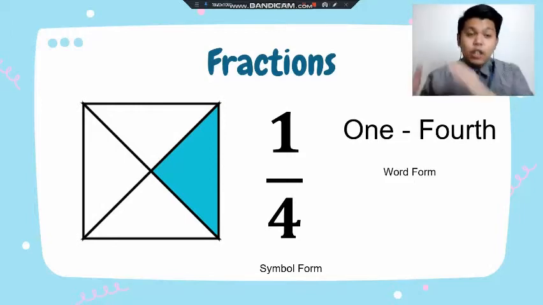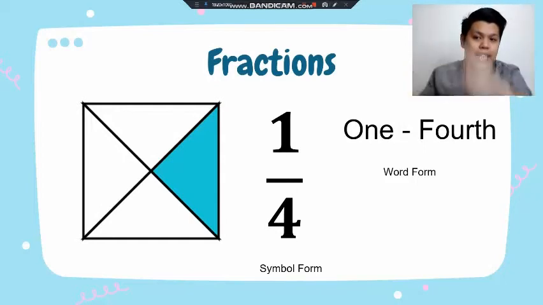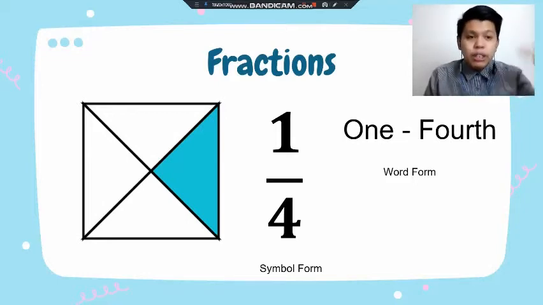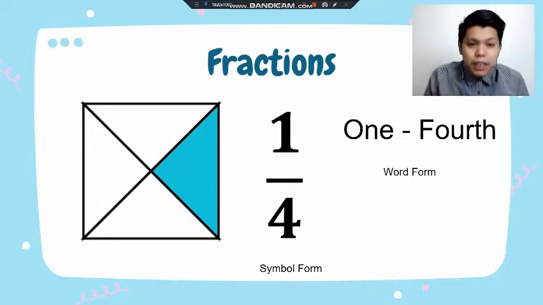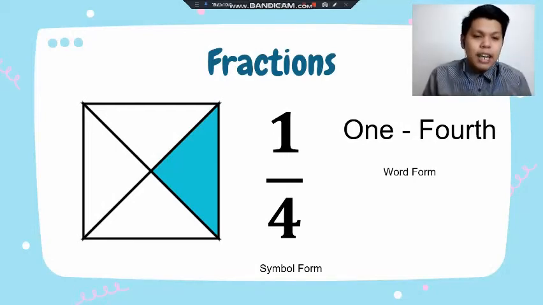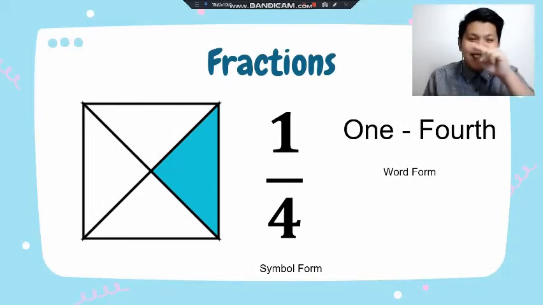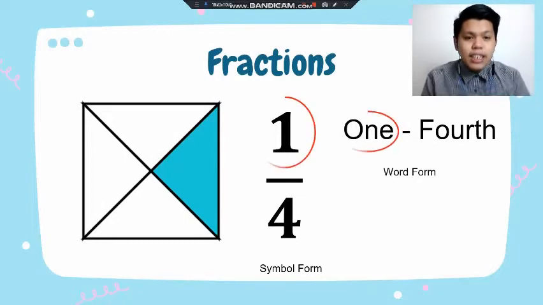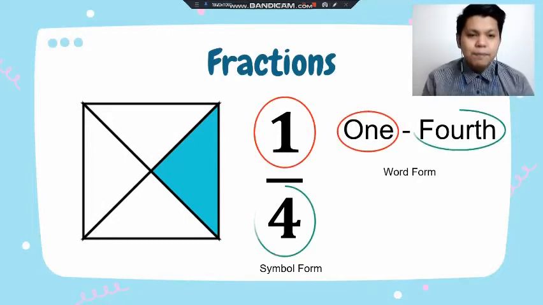Again, illustration drawing form is our example. Symbol form, that is the number with the fraction bar. And the word form will be how you read or say the fraction. Okay? Never again forget the dash. Let's go with the next one. Okay?